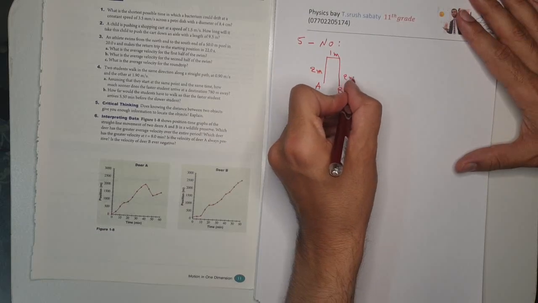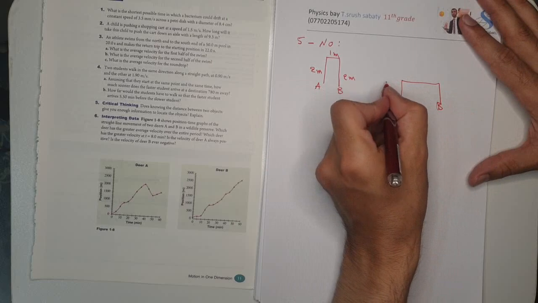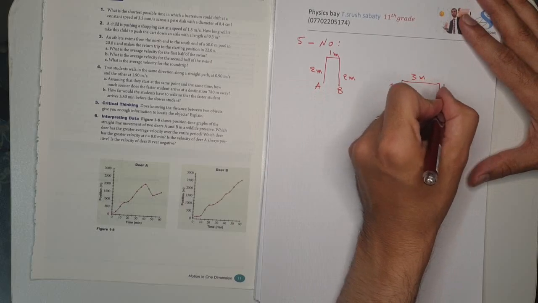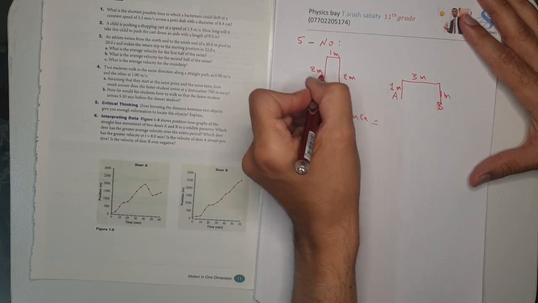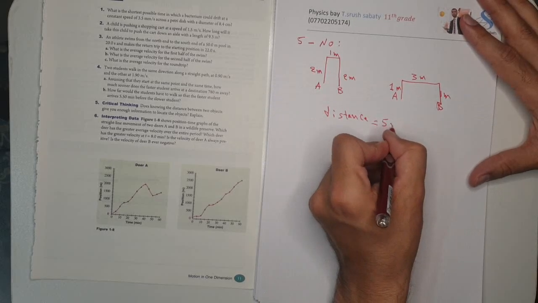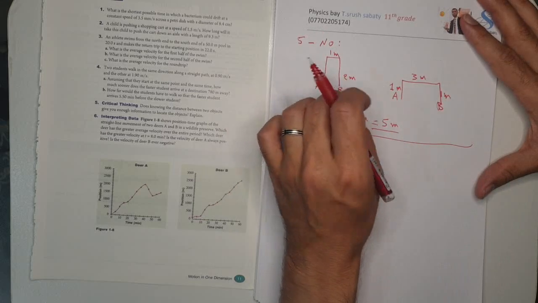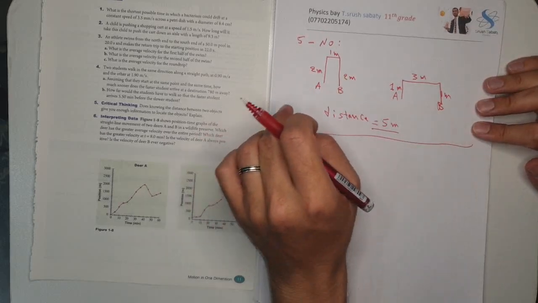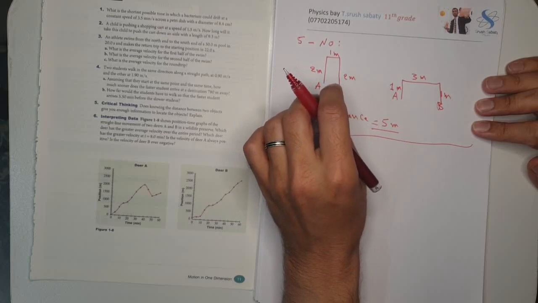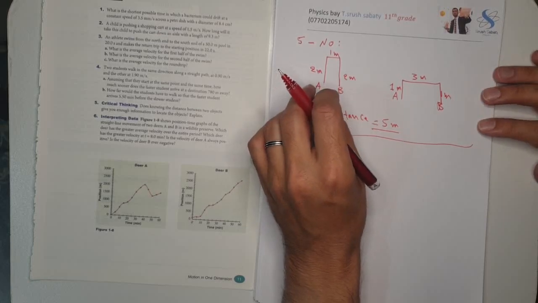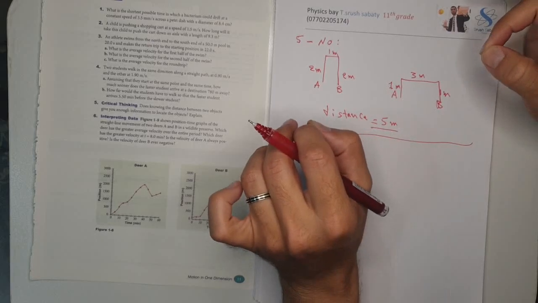And the other will be 2 meters. Okay, we have another two points, A and B, 1 meter, 3 meters and 1 meter. Distance for both cases is equal to what? 2 plus 1 plus 2 is equal to 5 meters. 1 plus 3 plus 1 is equal to 5 meters. So the distance is the same, but the points are different. So the distance does not give you enough information to locate the exact point between any two points. But displacement you can, because displacement is the shortest distance between any two points.